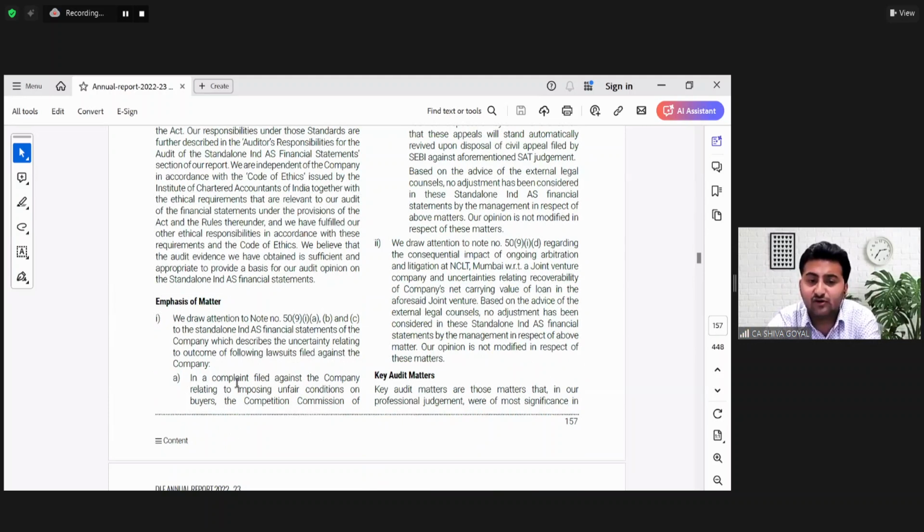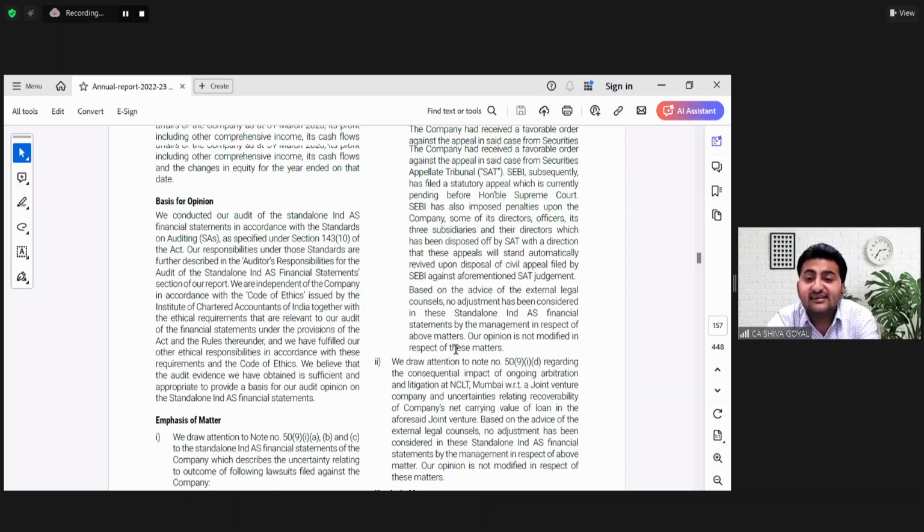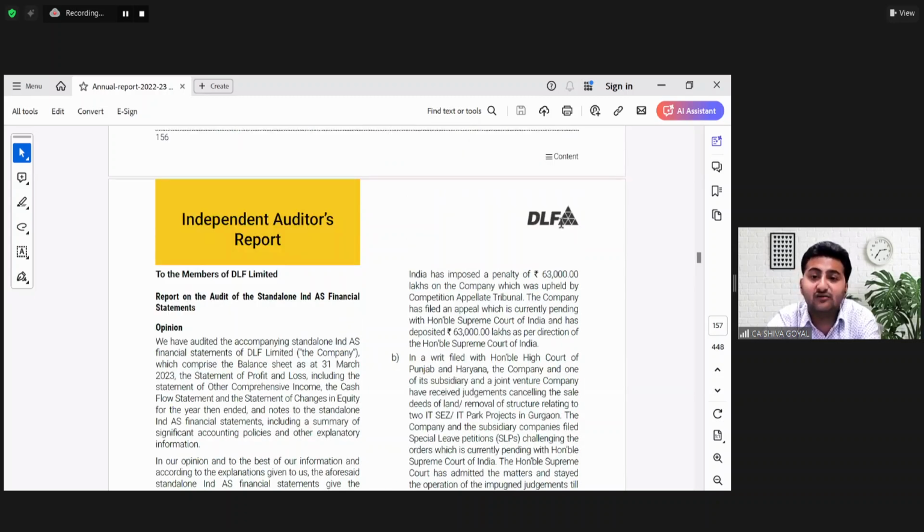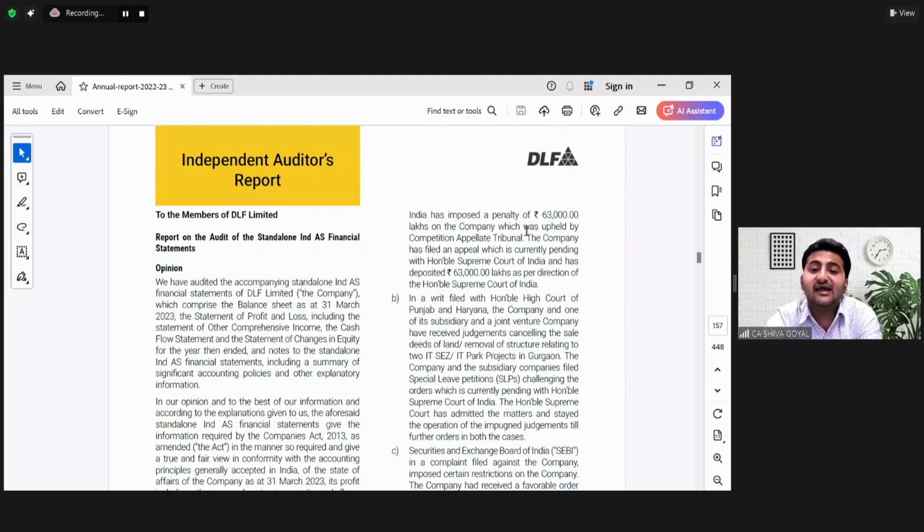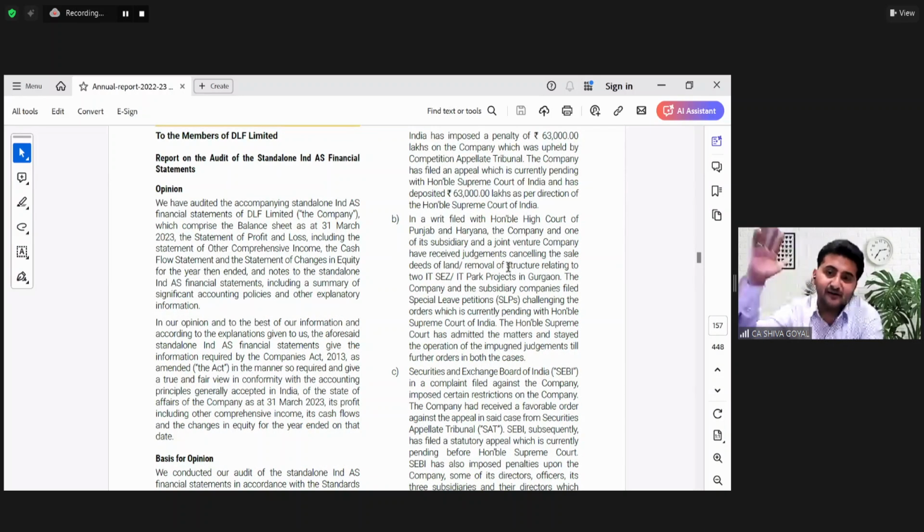Here in DLF, the auditors have emphasized one matter: in a complaint against the company for unfair conditions, the CCI, Competition Commission of India, has imposed a penalty of 63,000 lakhs on the company, which was upheld by the appellate tribunal. The company filed a further appeal with the Honorable Supreme Court of India, and the Honorable Apex Court has directed the company to deposit 63,000 lakhs as per the directions. So it is a very important matter, a special complaint that is pending before the Apex Court.